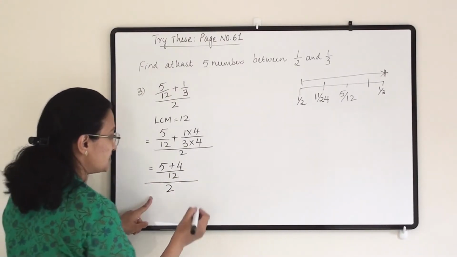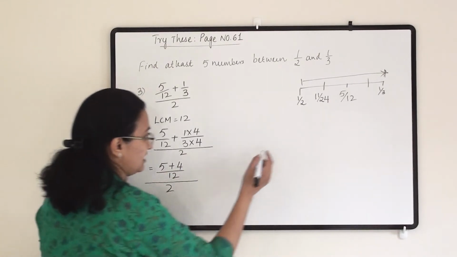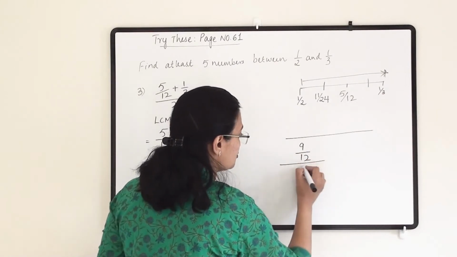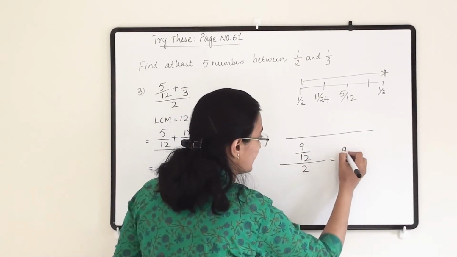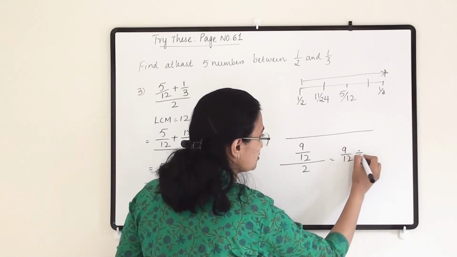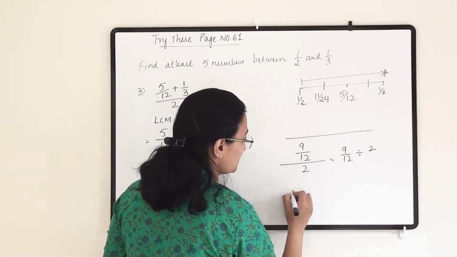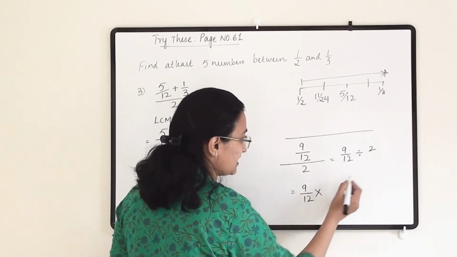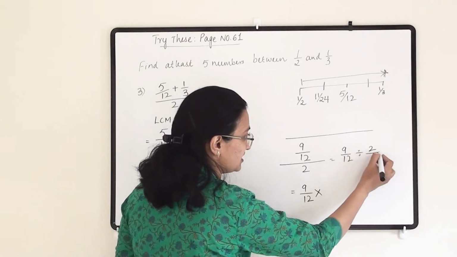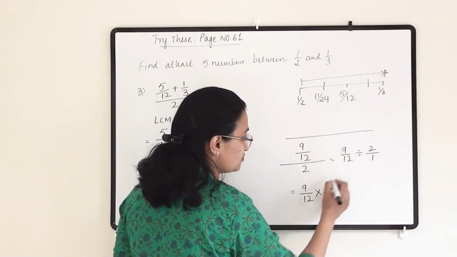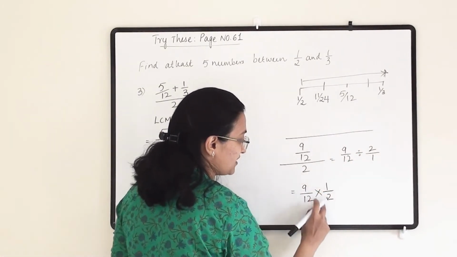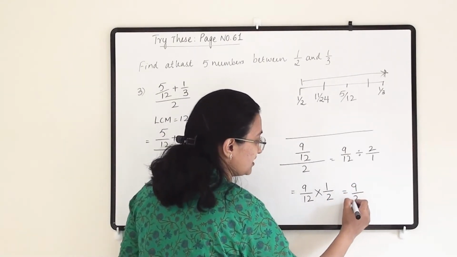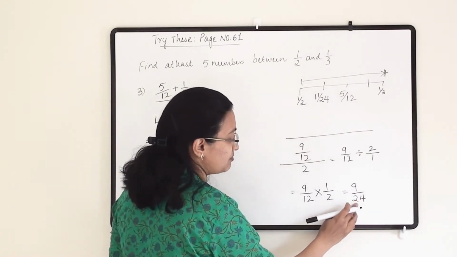Now how to solve this? 5 plus 4 will give us 9. So it is 9 divided by 12, with division by 2. How to solve this? For 9 divided by 12 divided by 2, we change the division sign to multiplication and take the reciprocal of the fraction 2 divided by 1, so it is going to be 1 by 2. So the answer is 9 by 24.